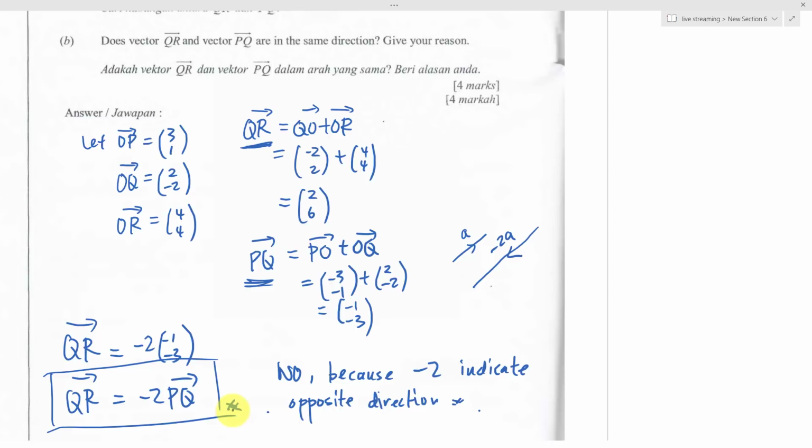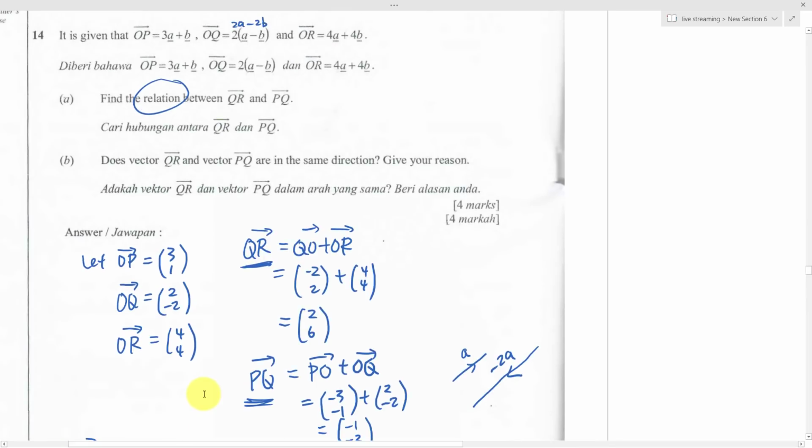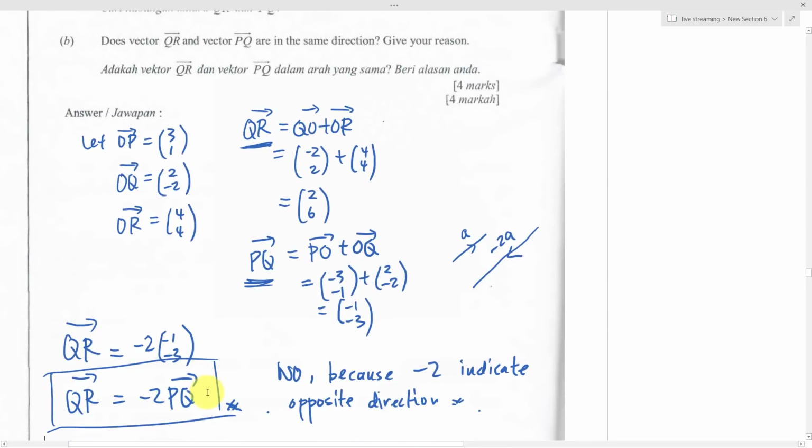Can you explain if locus is always normal? I do not understand what is the meaning of locus is always normal. Yeah, -2 is sort of the lambda. Yes, it's sort of the lambda. So yeah, basically just like this. You're just trying to find QR, you find PQ, and then you find a relationship between them.